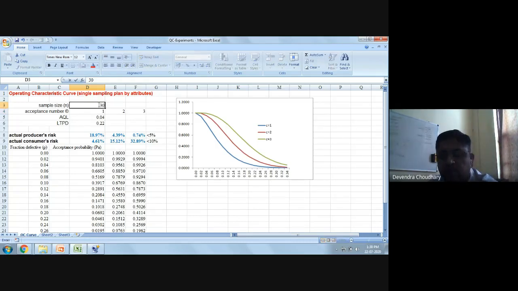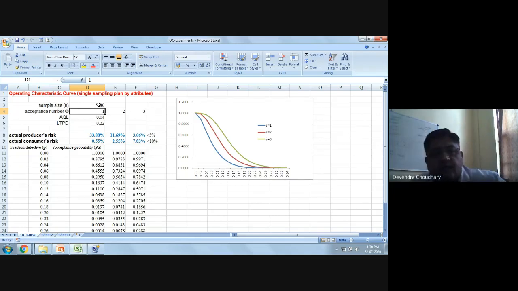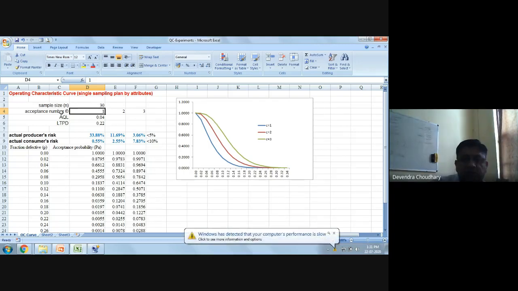So by hit and trial, you can find the value, and this hit and trial method you can perform easily on this Excel sheet. So this Excel is going to enable you to find the appropriate values of sample size and acceptance number, which will satisfy both the producer and consumer. So this is what we have plotted, a theoretical operating characteristics curve for sample size n and acceptance number 1 or 2 or 3.